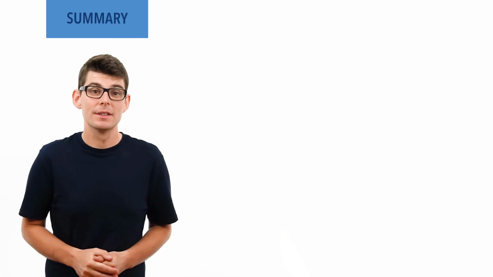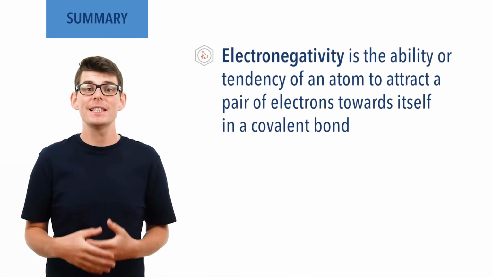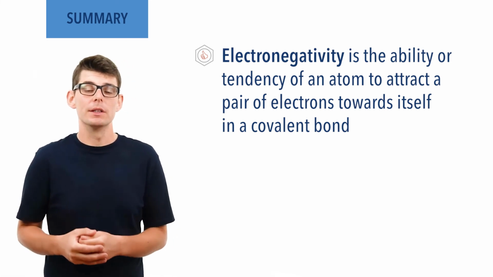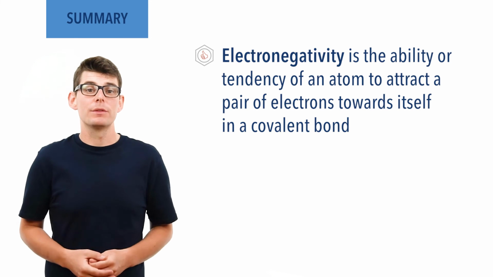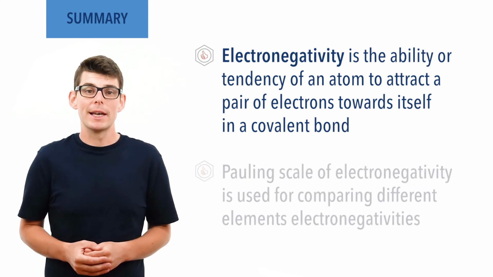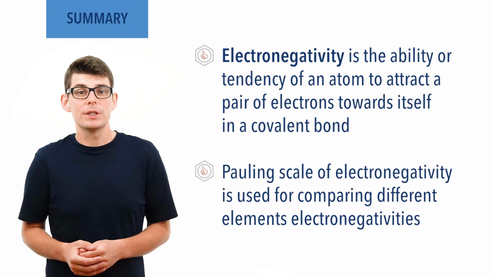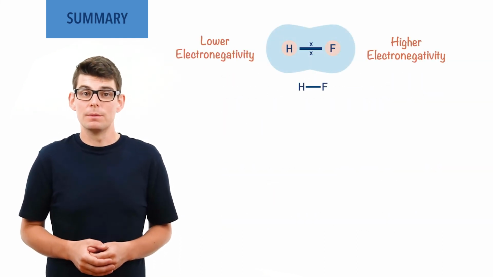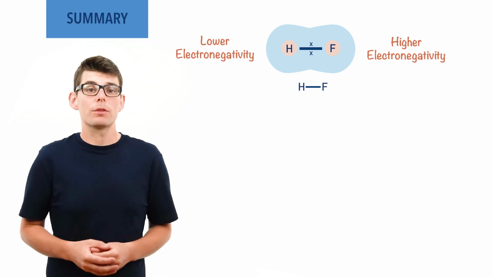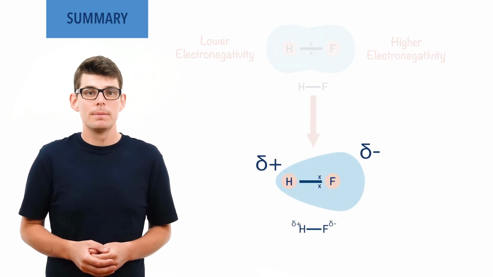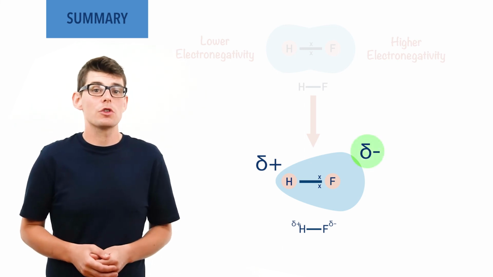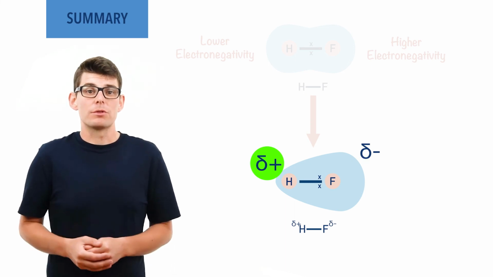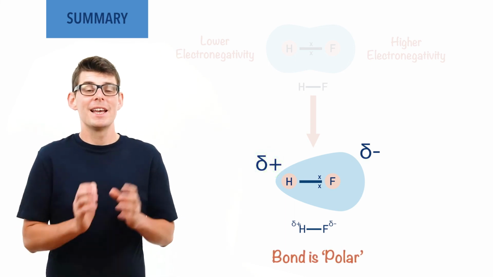So, to summarise, electronegativity is the ability or tendency of an atom to attract a pair of electrons towards itself in a covalent bond. Electronegativity is a relative term, and the Pauling scale is used to compare electronegativities for different elements. Atoms of elements with a higher electronegativity than the atom they are covalently bonded to can pull the electron pair towards themselves slightly. This gives the atom a partial negative charge and the other atom in the bond a partial positive charge. The bond is described as being polar as it has a positive end and a negative end.